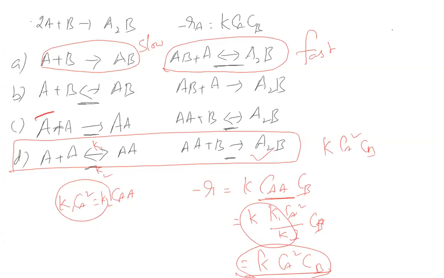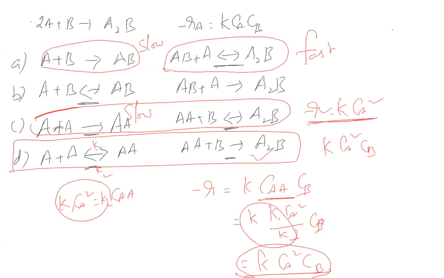Suppose if you take this one, this is slow, this is fast. Then what is my rate? Rate is equal to K CA square. Do you need to substitute anything? Why we have substituted CAA here is because CAA is an intermediate. Here there is no intermediate, directly CA square is the rate. Then what is rate here?